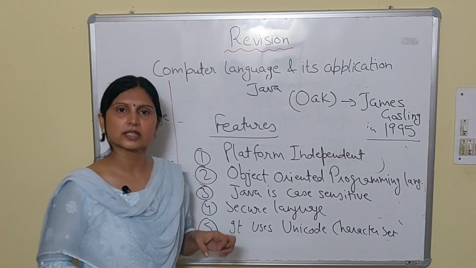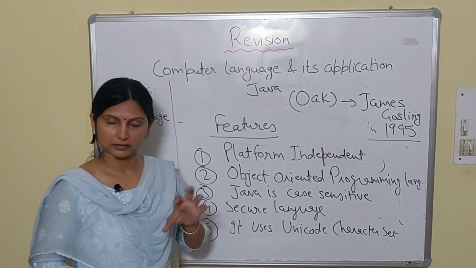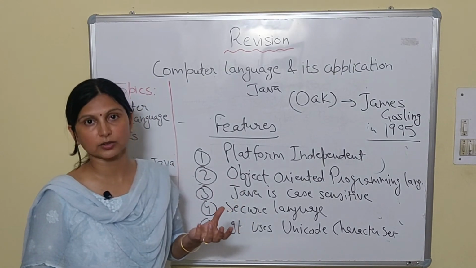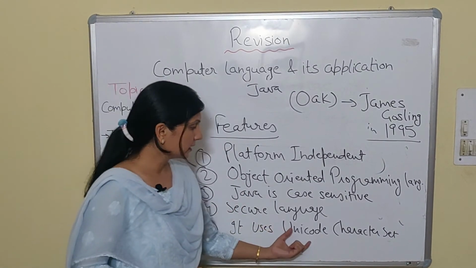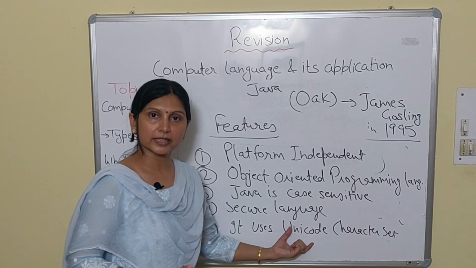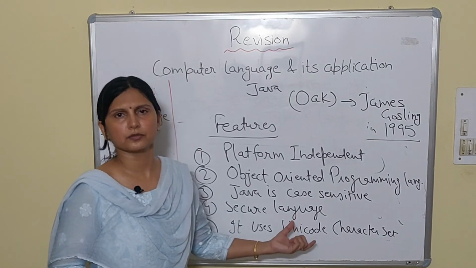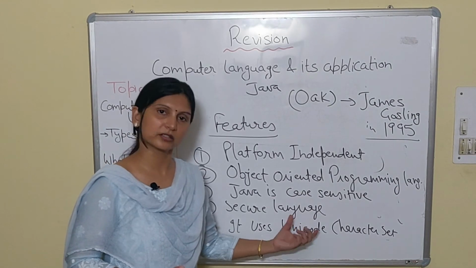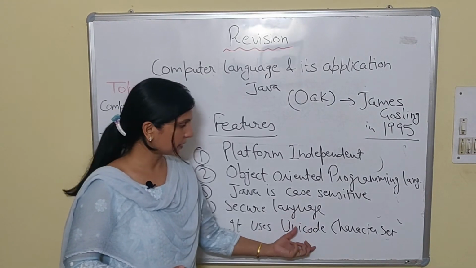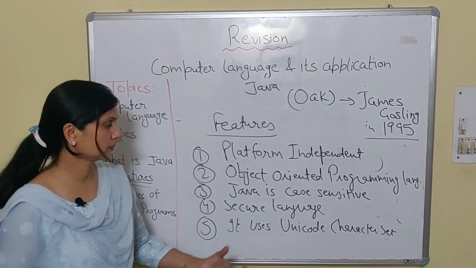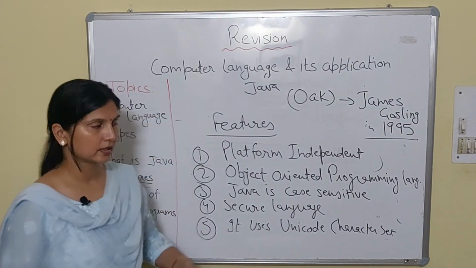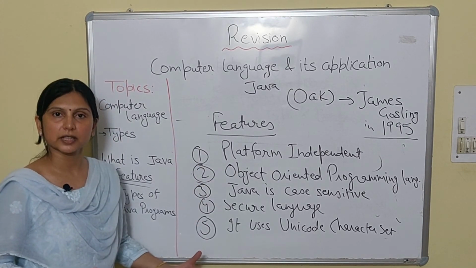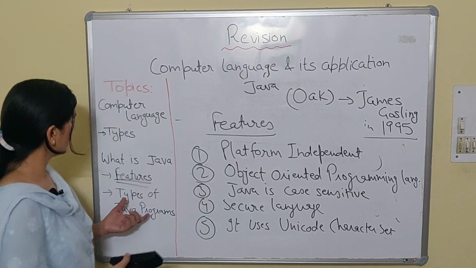Unicode character set includes all the ASCII codes, but it has a higher range as compared to the ASCII code. That's why in Java we prefer Unicode character set, and it covers different types of languages also. Fine, not only English, it covers different languages. That's why we prefer Unicode character set in Java. So these were the features, 5 main features. I hope it is clear.